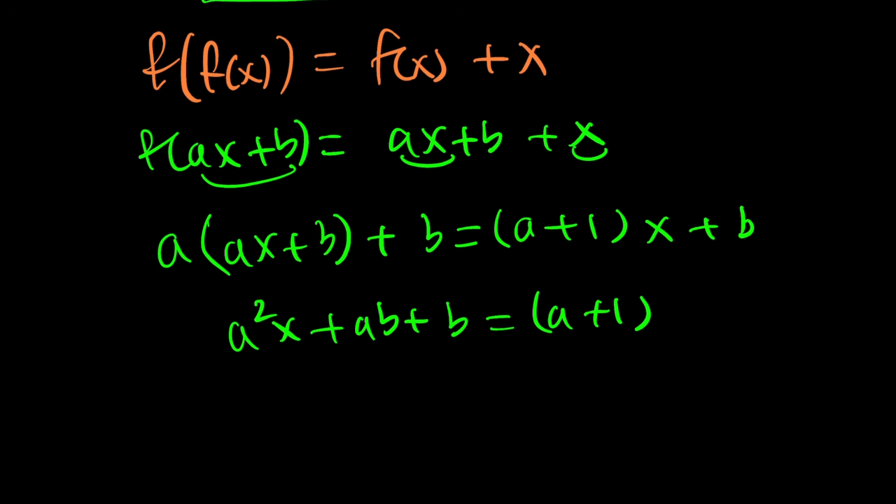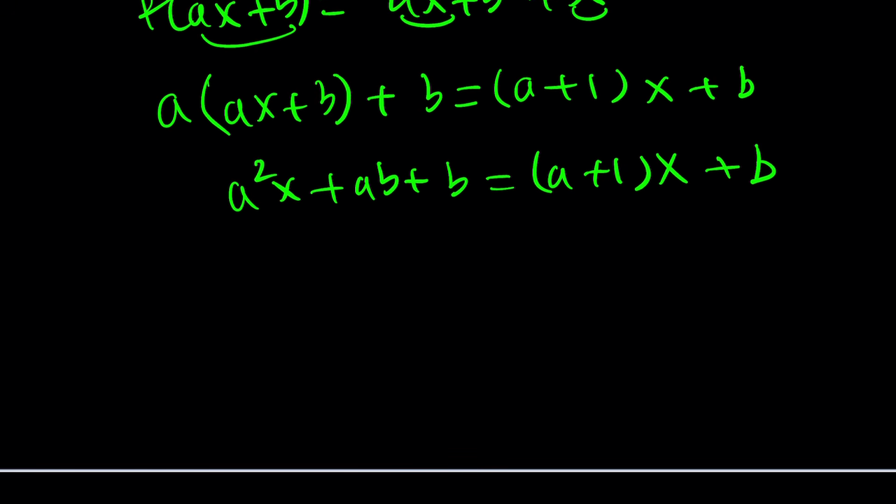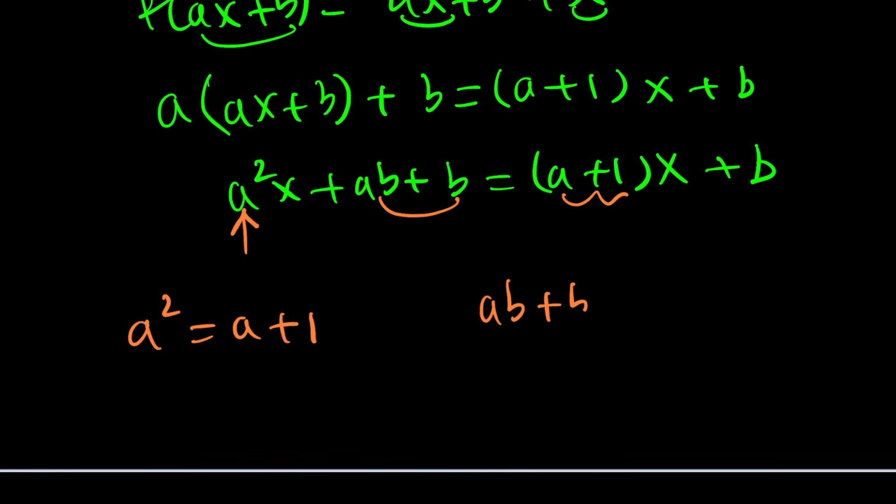And what that means is, actually this is really cool. This brings us to a very important concept. Can you smell it or can you see it? Hopefully you can. This basically tells us two things. First, a squared must equal a plus 1, which is cool. We're going to look at it next. And then this equals that. But this equals that means that b cancels out, and this means a equals 0 or b equals 0.